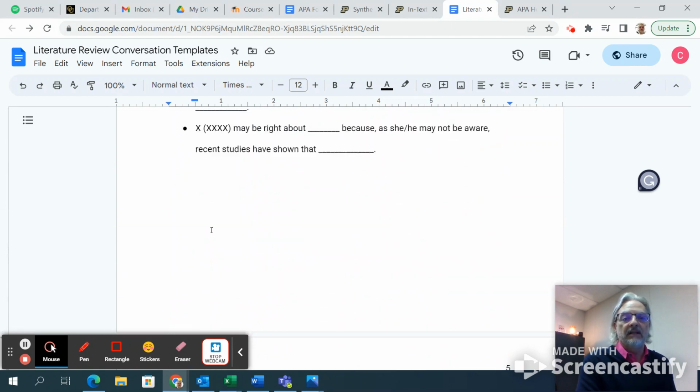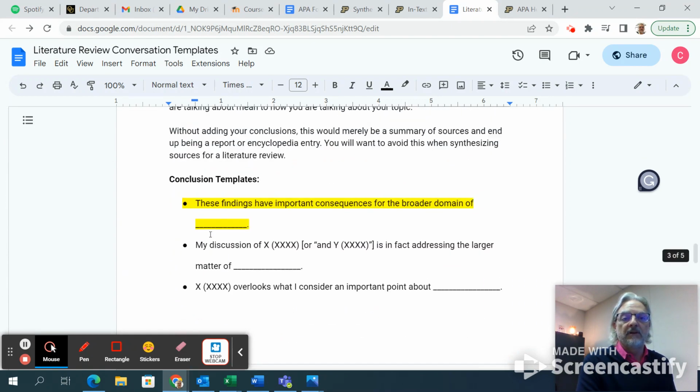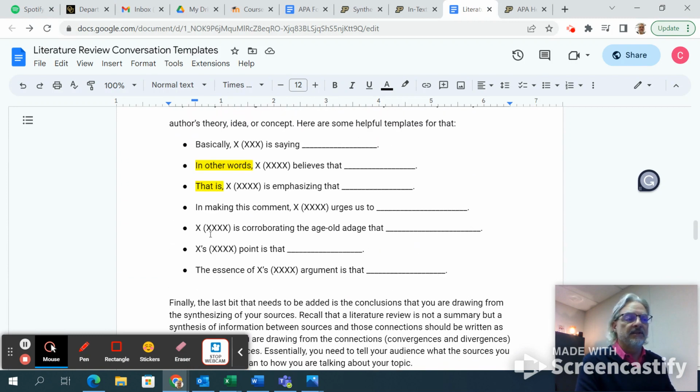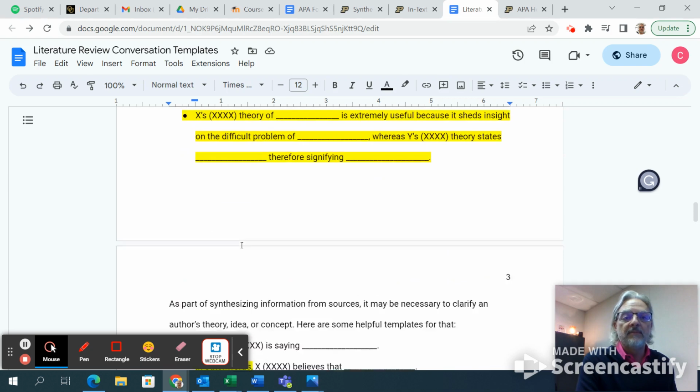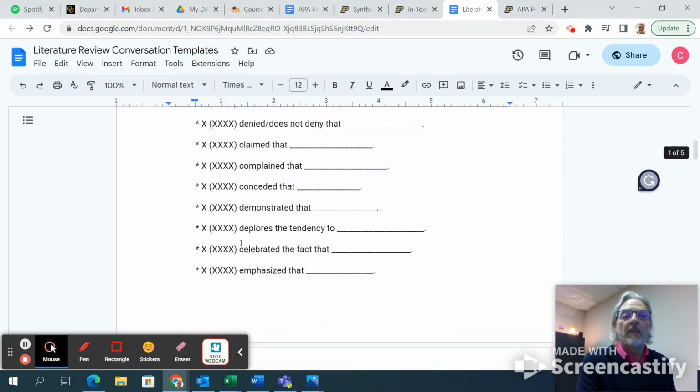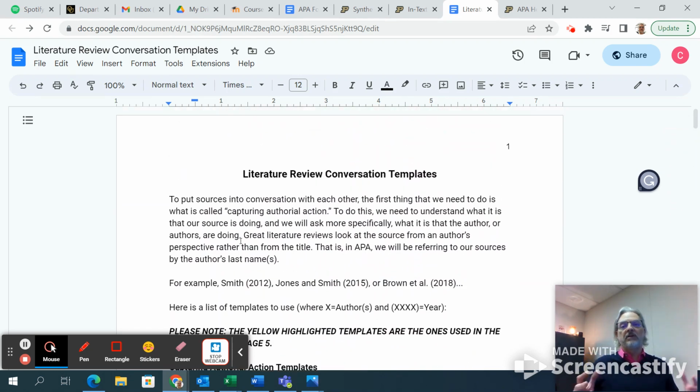These templates are taken from the They Say, I Say series. So if you want to look for more, these are just a few of them that I've copied and pasted in here for you. There are a ton more. These are the particular ones I use quite frequently and find most helpful. So thank you to the They Say, I Say authors. I hope that will be helpful.